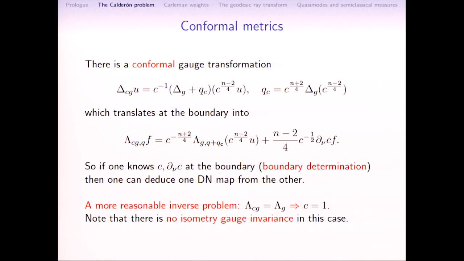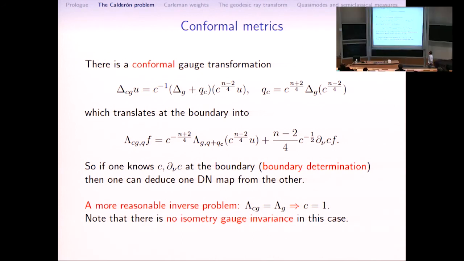Okay, so it's known that there is another sort of, well, it's not exactly a gauge invariance, but there's another conformal gauge transformation, and that is when you change the metric by a conformal factor, then you just change the equation by changing the potential, up to some conjugation by the conformal factor, and this translates also on the Dirichlet to Neumann map. So in particular, if you know the conformal factor at the boundary and its normal derivative, you can always go from one Dirichlet to Neumann map to another where you have changed the conformal factor.